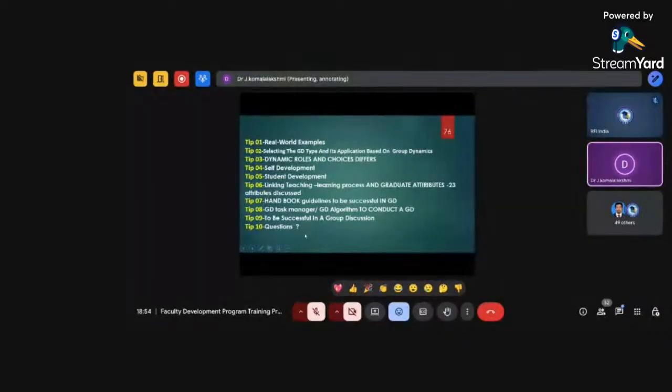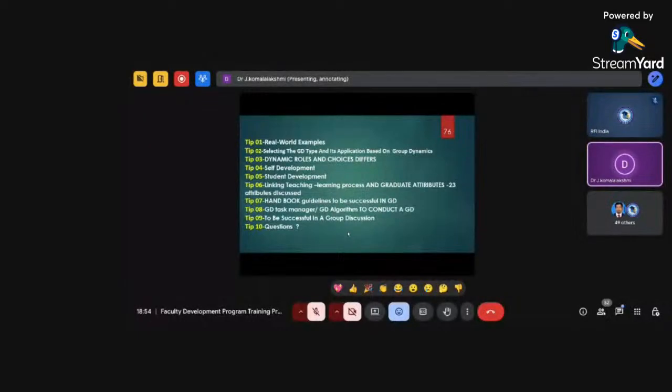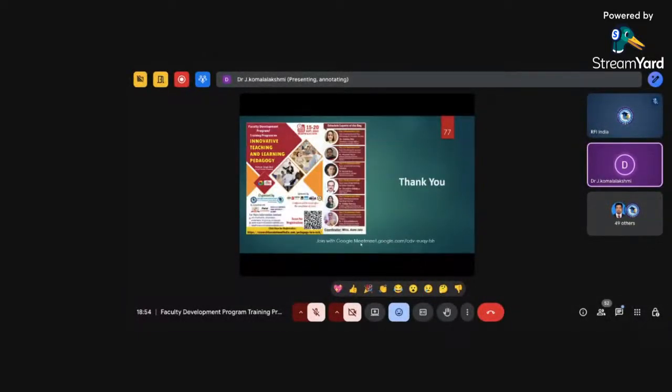Then the tenth tip is that we can ask questions before the session starts, when forming the group, and after also we can give questions, so that if they ask questions we can give answers that will help them to develop their skills. So these are the 10 tips we have seen now.